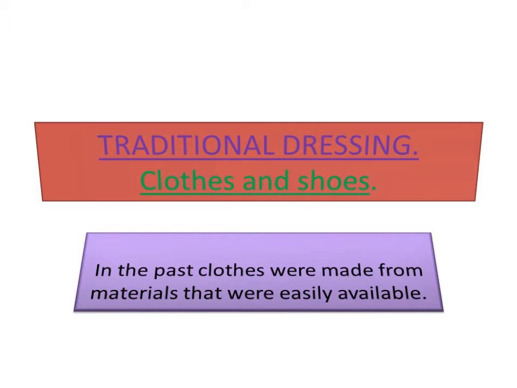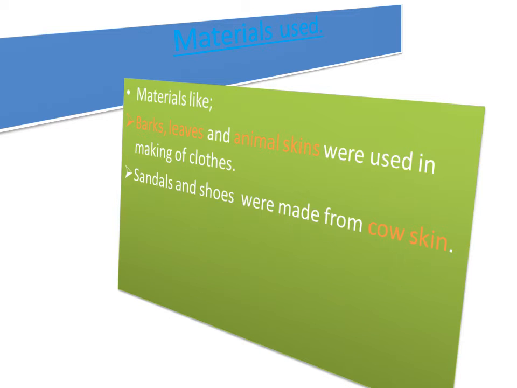So let's move on and see where these people got the materials from, or which type of materials we are talking about. Examples of the materials that were used in the past are the barks, leaves, and animal skins. These were used in making clothes. The barks of trees, that outer cover of the tree stem, is called a bark. So if there are many, they are barks. The leaves and animal skins were used in making clothes.